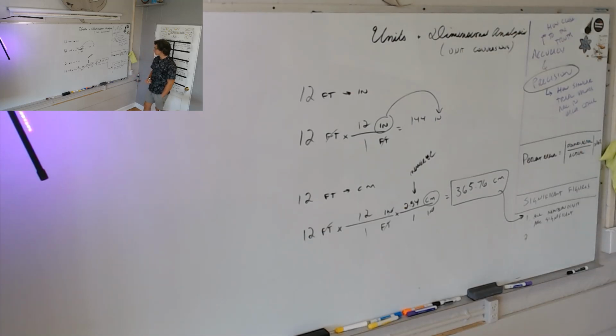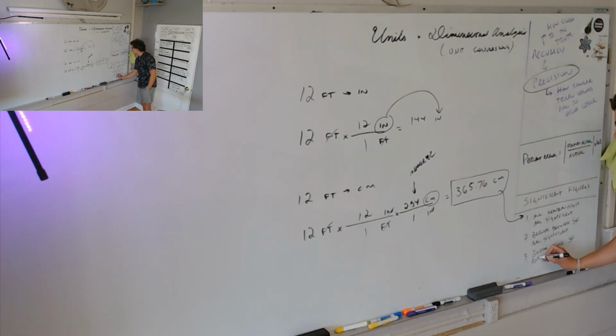Number 2, zeros between significant figures (SF, I've abbreviated) are significant. And 3, zeros after a significant figure and the decimal are, I'm going to underline there, significant.